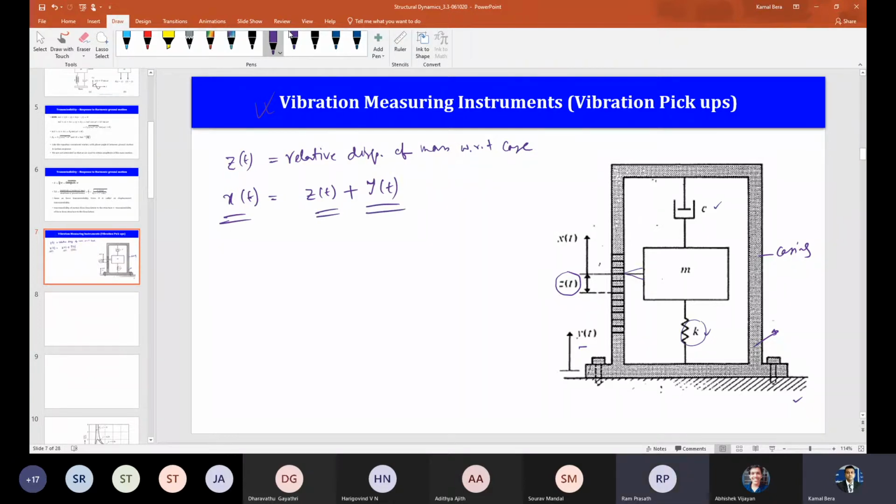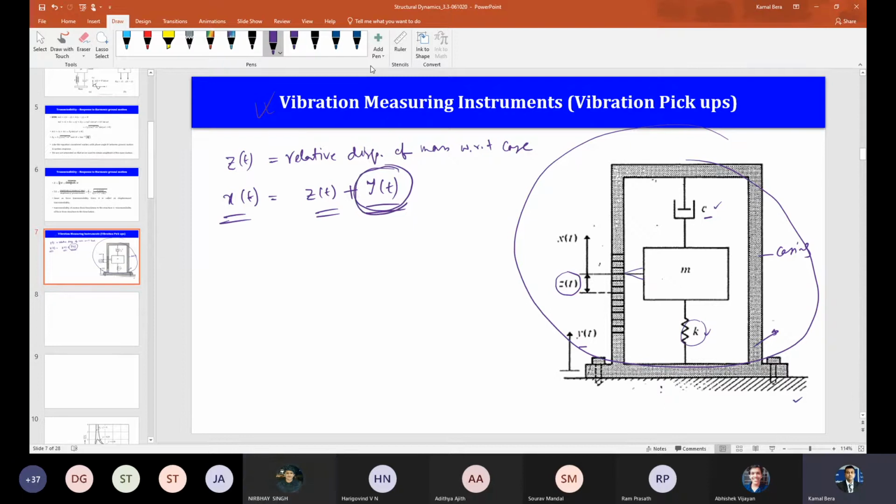Finally, yes, we want to measure the ground displacement, or velocity y dot t, or ground acceleration y double dot t, like an earthquake. We want to measure how much the ground is shaking. So this is my measuring instrument actually. It will tell us the response of the object under harmonic loading, how it is moving up and down.